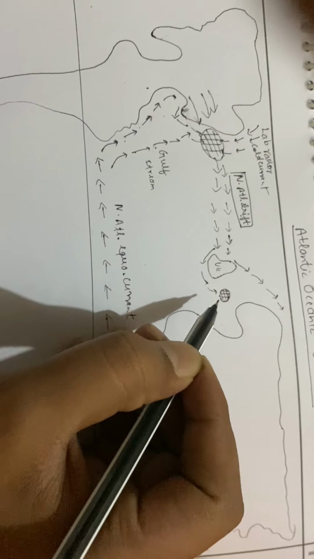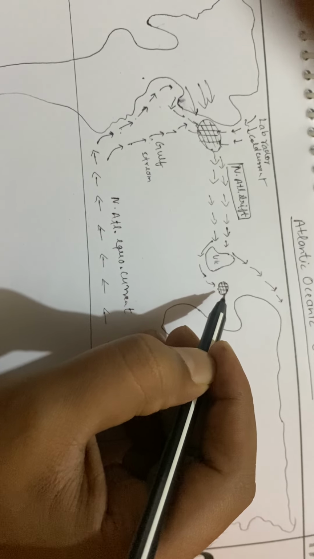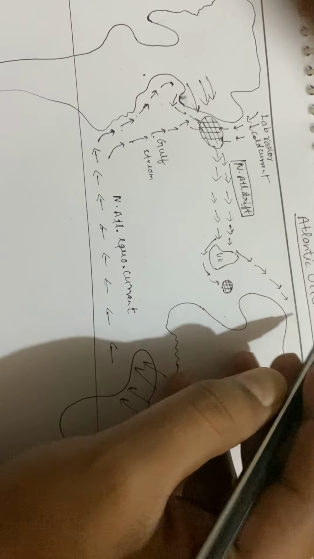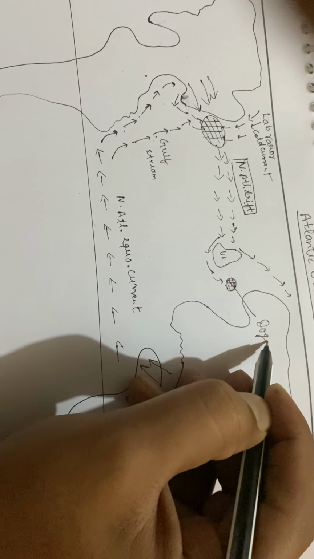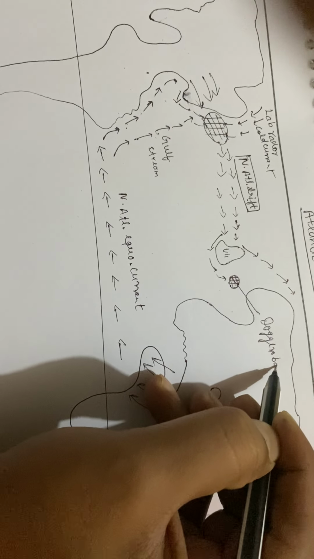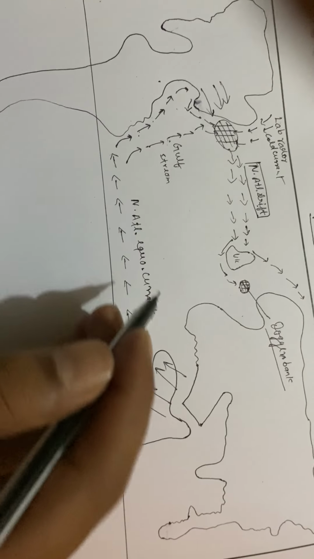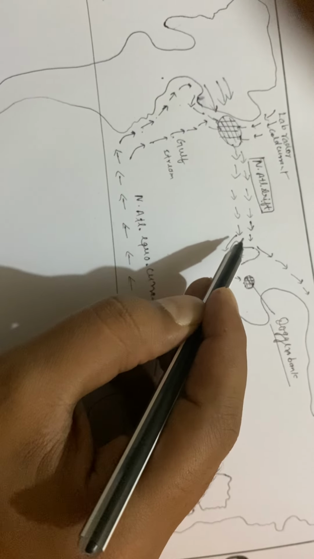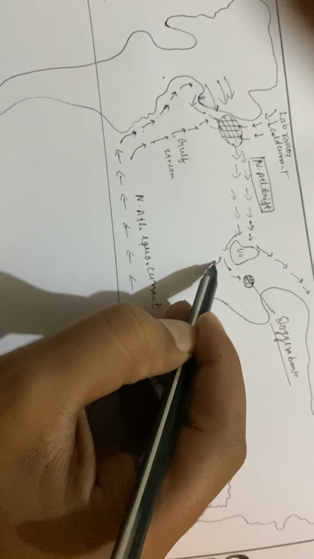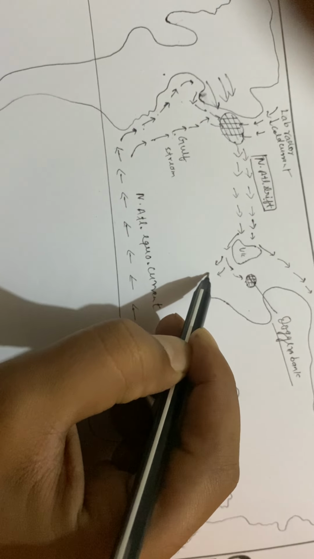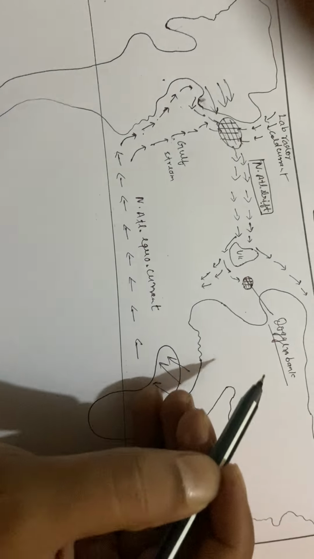Because both warm currents meet here, a very great fishing ground is also formed here. This is called Dogger Bank. Again, some drift will move toward this direction, this direction, this direction. But listen carefully.